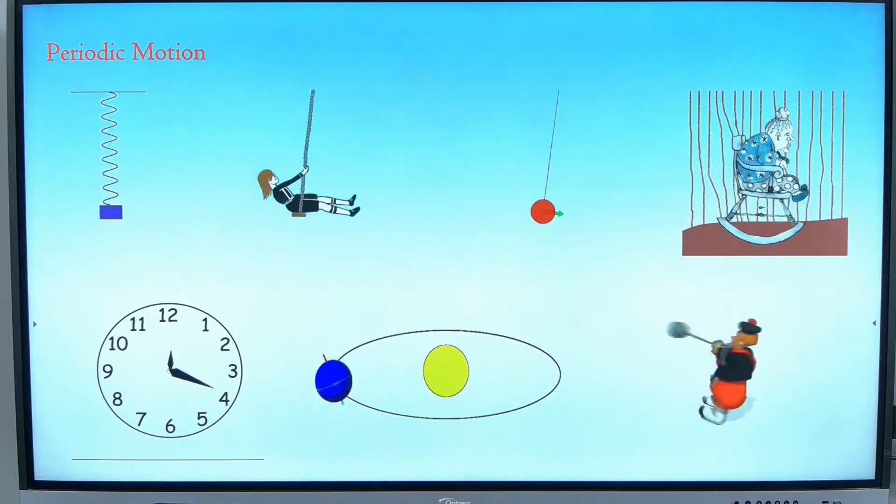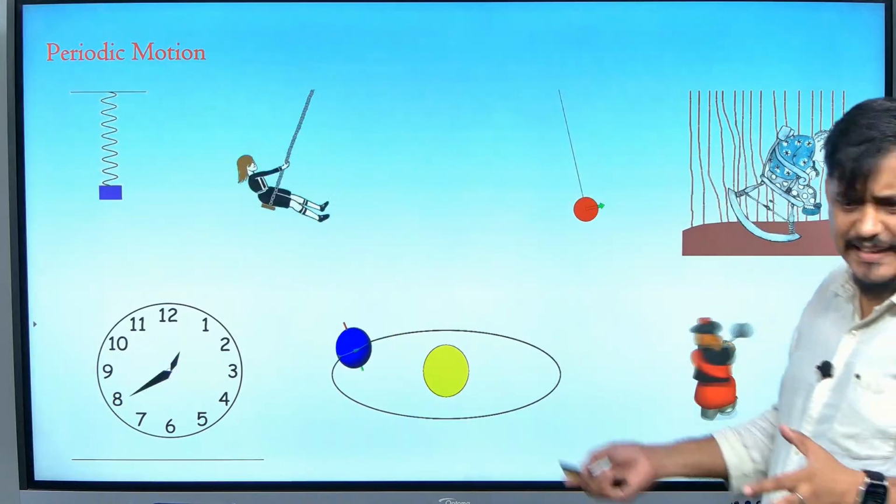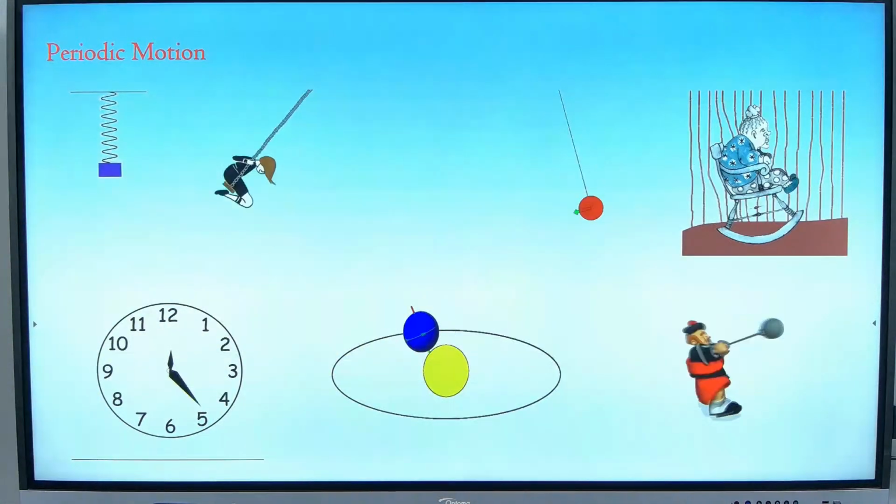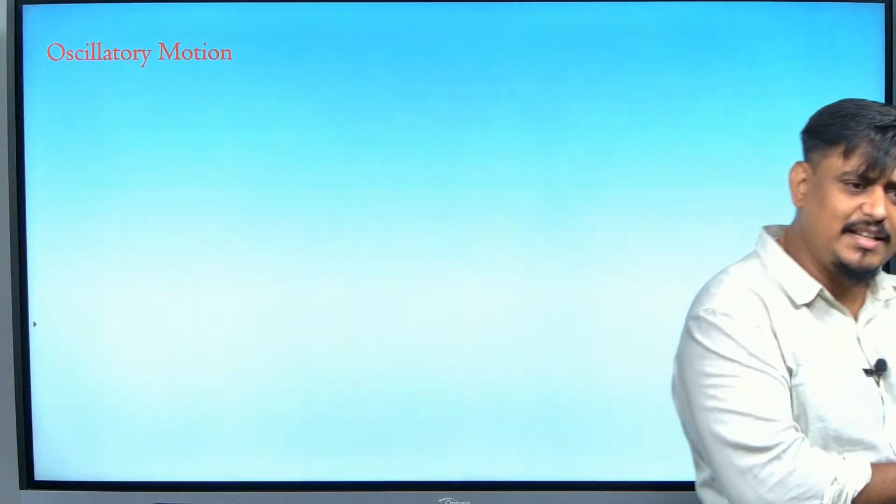Very basic thing I am talking. This we learn in small classes also. Rectilinear motion, periodic motion, isn't it? In our 7th or 8th standard, we learned about this motion chapter. Okay. Now coming to this topic, which is oscillatory motion. Now oscillatory motion, what is that? How is it different from periodic motion?